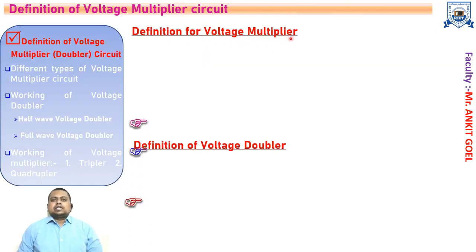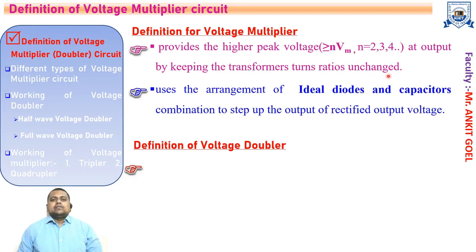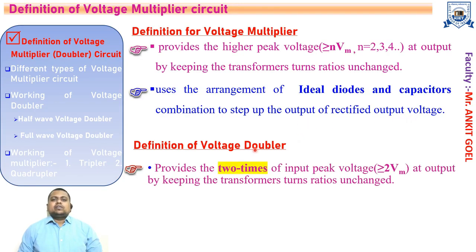Voltage multiplier circuit is a circuit which will provide the output voltage as n times the input peak voltage. When n is equal to 2, then the voltage multiplier is said to be a voltage doubler. N is equal to 3, voltage tripler, and n is equal to 4 is voltage quadrupler. So it will keep the transformer turns ratio unchanged. Basically, any voltage multiplier consists of ideal diodes and capacitors combination to step up the rectified output voltage. So let's define the voltage doubler.